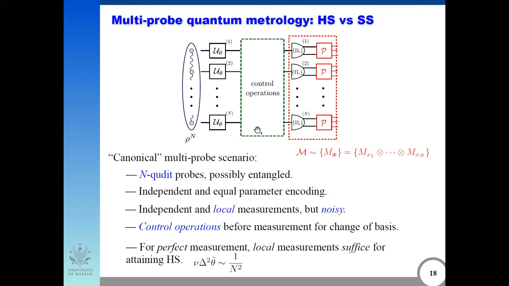Now these control operations, of course, ultimately can be understood as a change of measurement basis. But in particular, we can consider two kinds of control operations. The first one is the global control operations affecting everyone here. And another one is a local one where the effect is just local, for example, local unitaries on each of them.